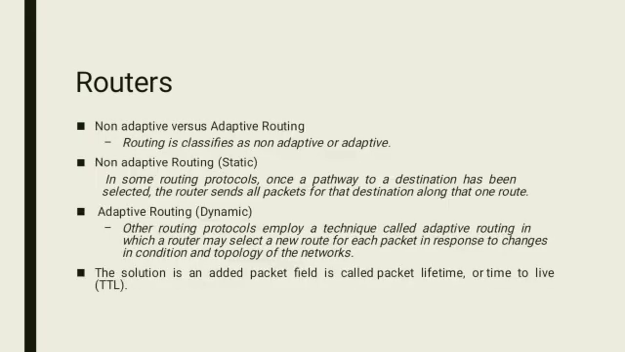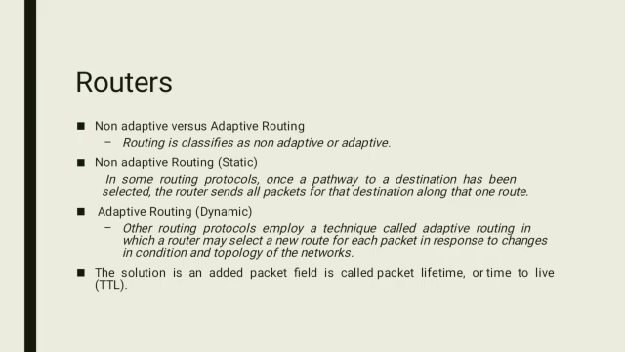Routing can be divided into non-adaptive versus adaptive routing. So, the difference between non-adaptive and adaptive routing: a routing is classified as non-adaptive or adaptive. First one is non-adaptive, which is static. In some routing protocols, once a pathway to a destination has been selected, the router sends all packets for the destination along that one route. Adaptive routing is dynamic.